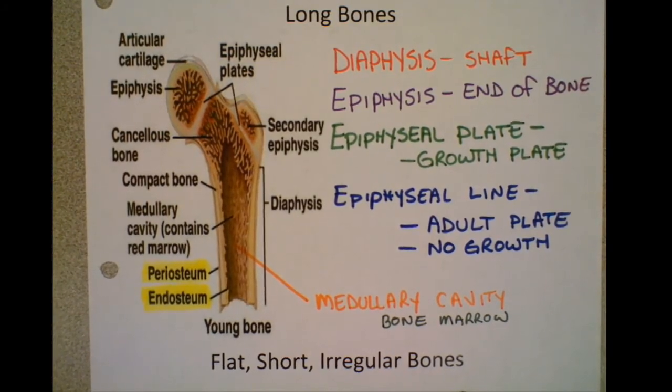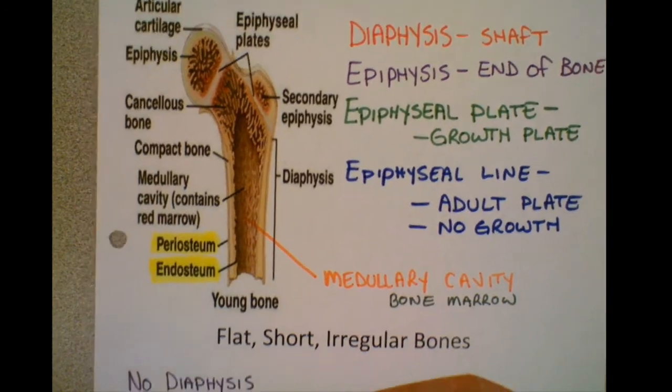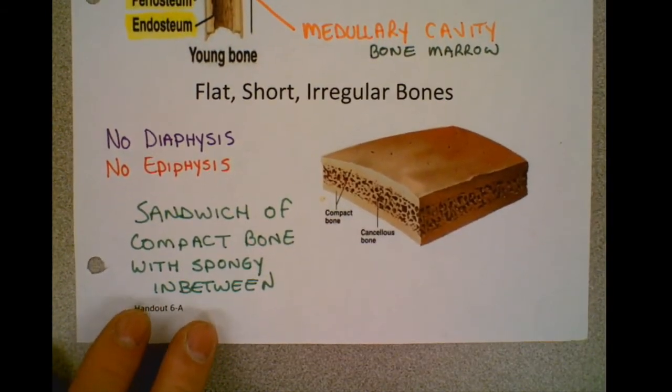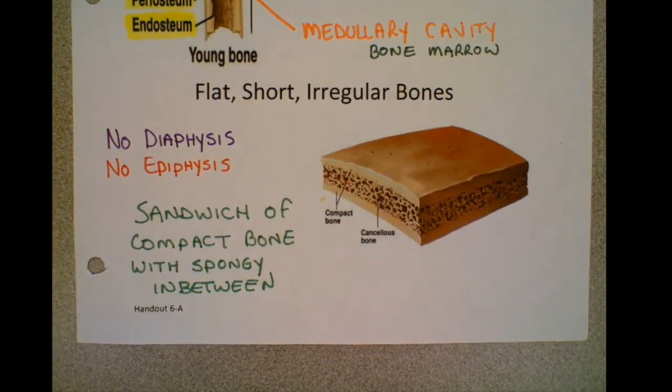Now, that doesn't make up a lot of our bones. Most of our bones are either going to be flat, short, or what we call irregular bones. So flat bones like our scapula, short bones like all of our phalanges, metacarpals, tarsals, patella. And then the irregular bones are going to be all those crazy shaped bones like the temporal bone in our skull, the sphenoid bone, the ethmoid bone, vertebrae. These are the irregular bones.